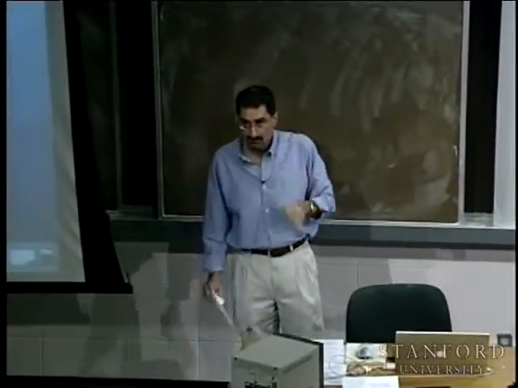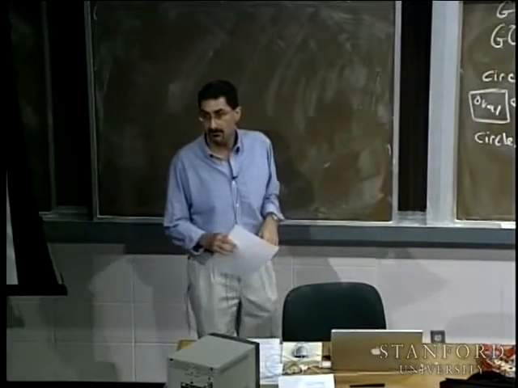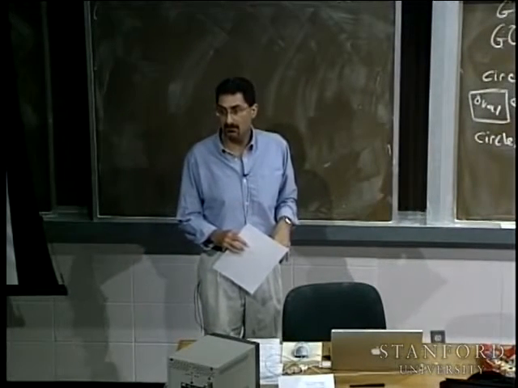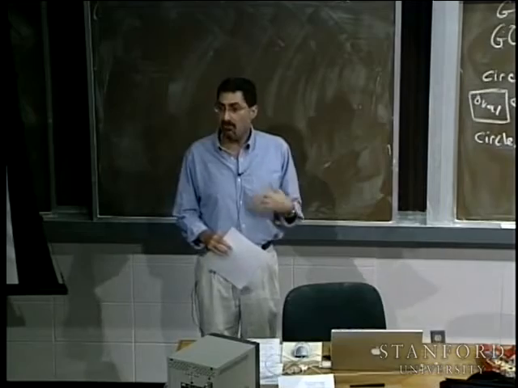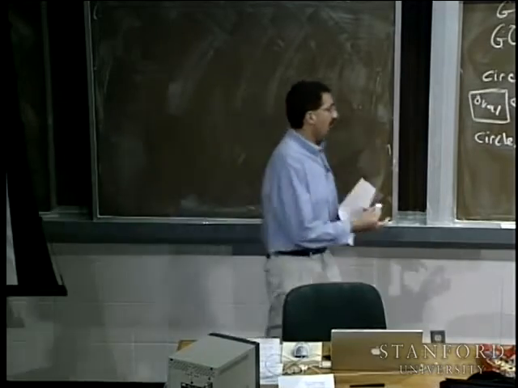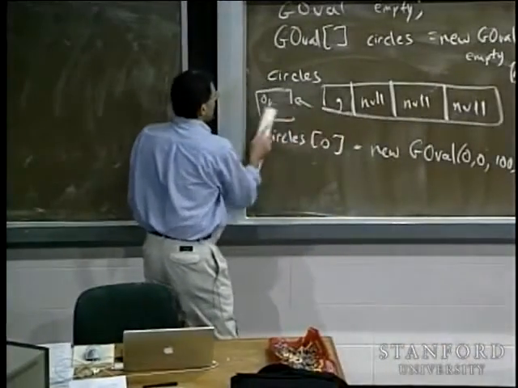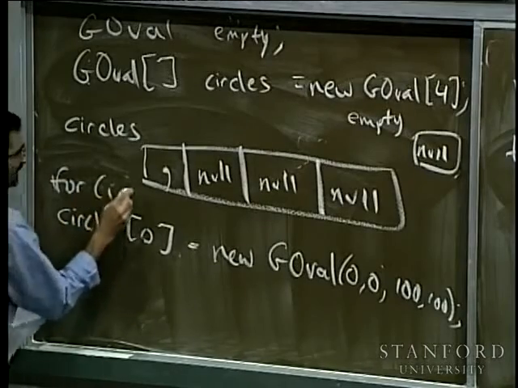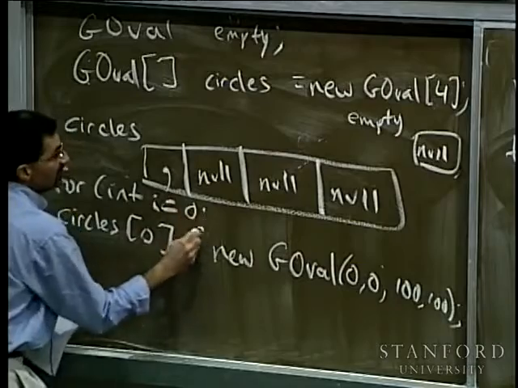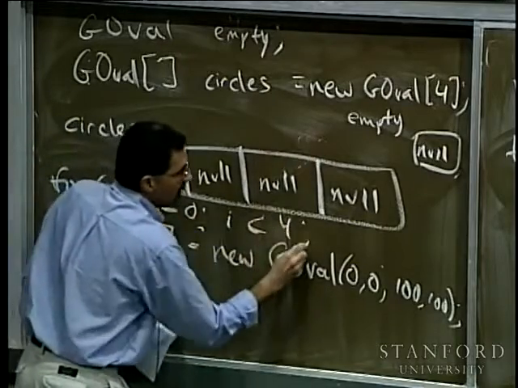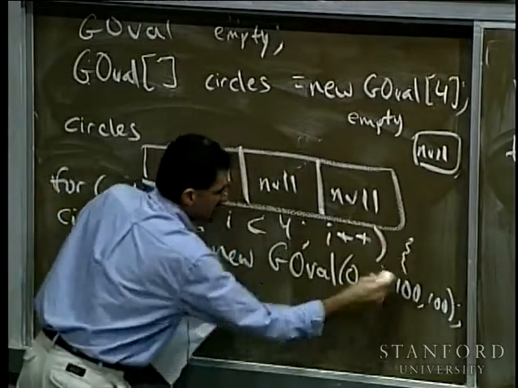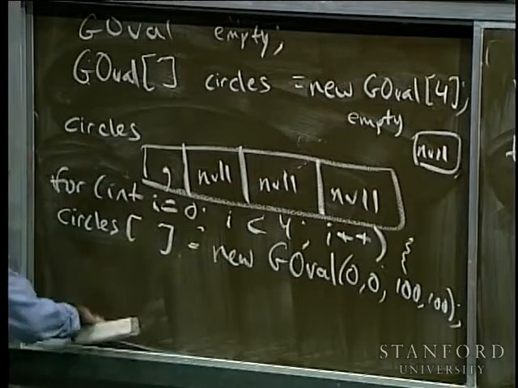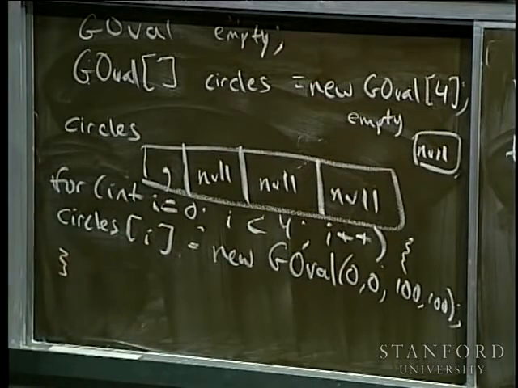Is there a more efficient way if you had an array with like 100 or something spaces to put something in spaces? To create new ovals, for example? Yeah, if you want to. Absolutely. So let me erase this, and I will just put in one extra line up here for int i equals 0, i less than, in this case, 4, i plus plus, circle sub i equals new GOval.